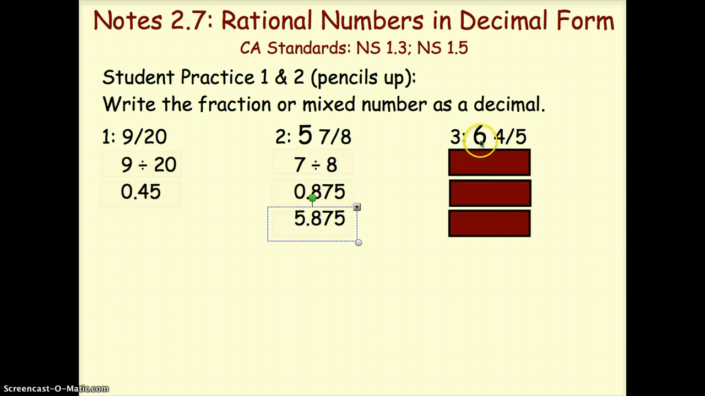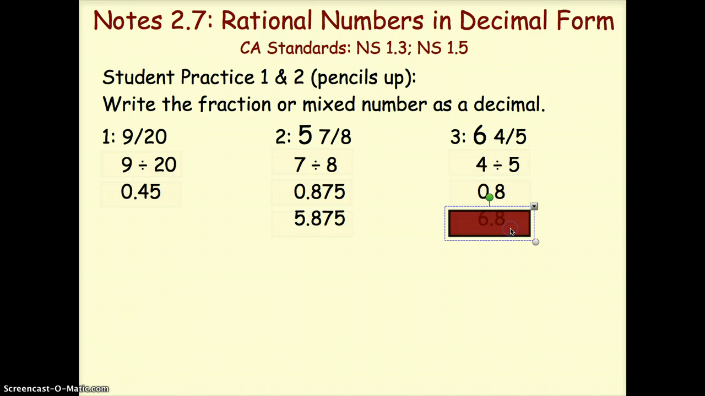Number 3, we know we're going to start with the 6 as our whole number. We need to find out what the decimal is going to be. So we will divide 4 divided by 5, and we get 8 tenths. So my final answer is 6 and 8 tenths.